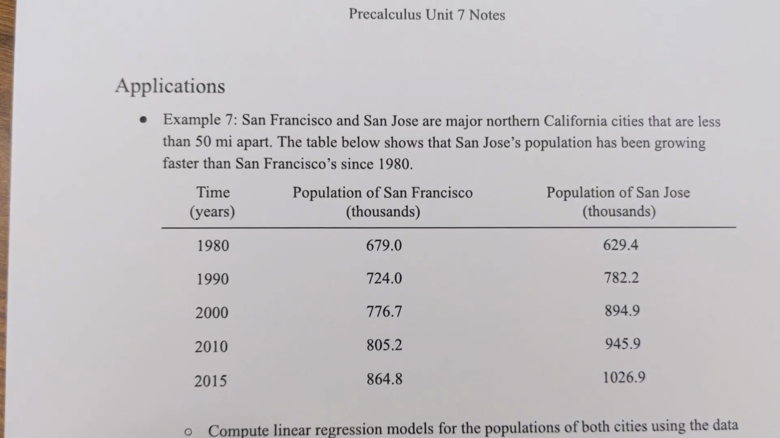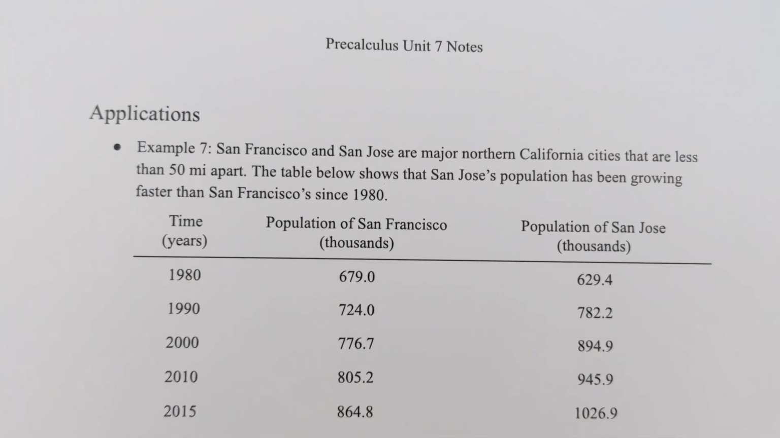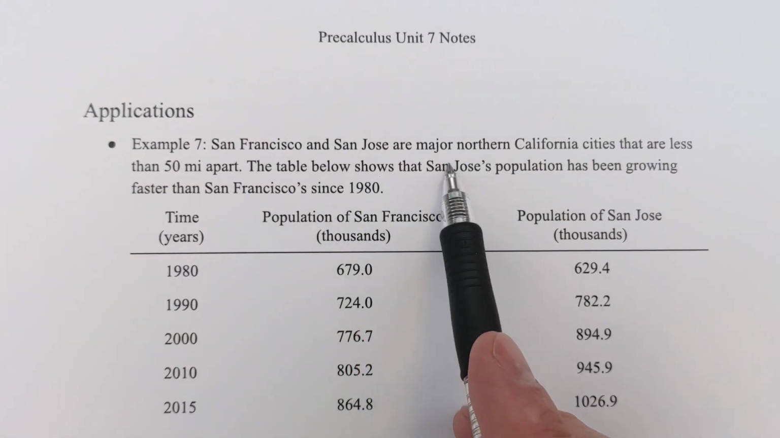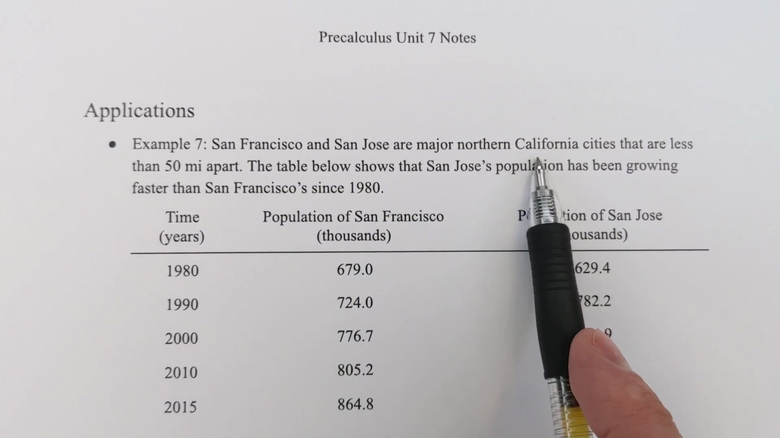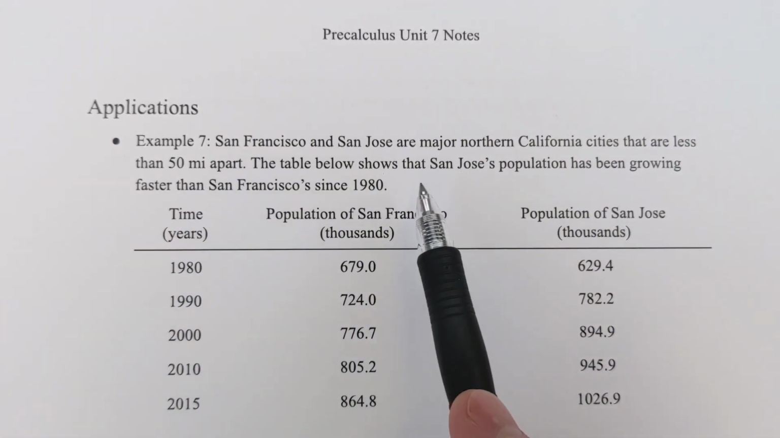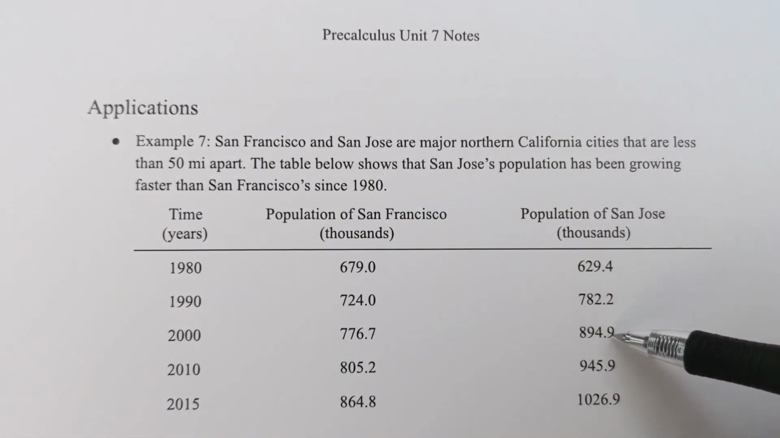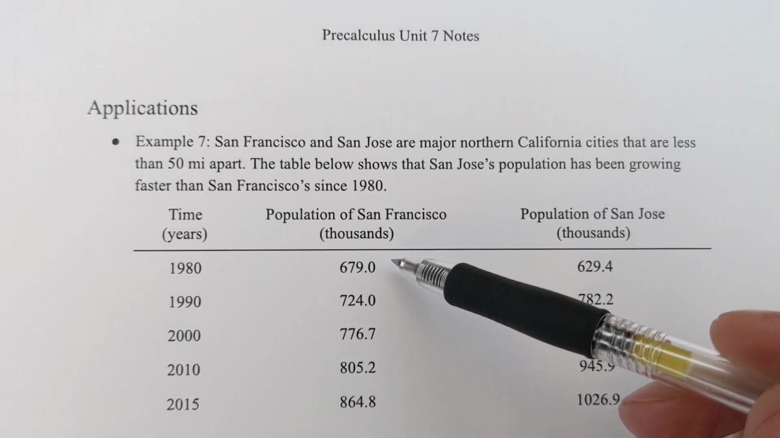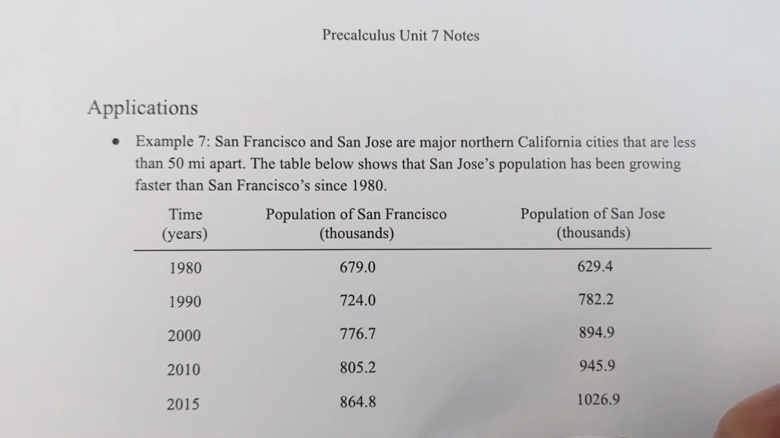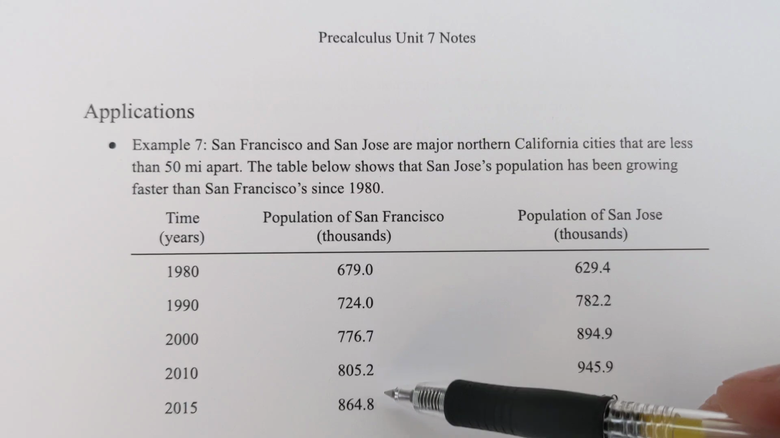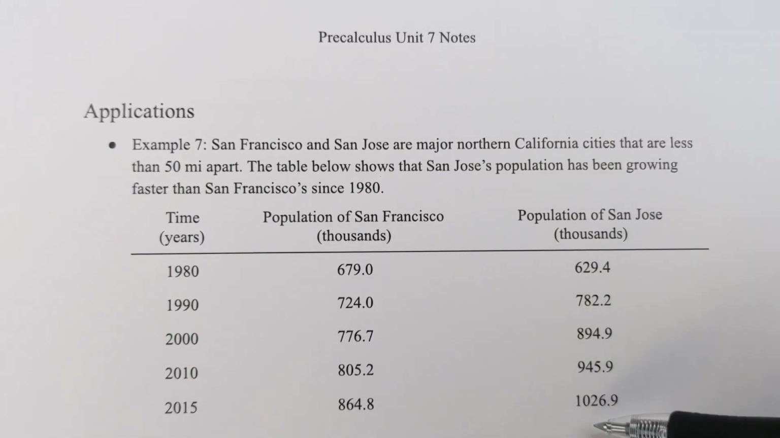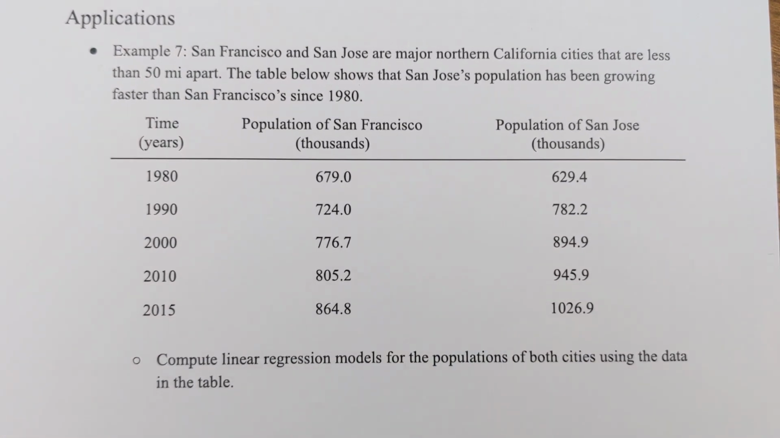Okay, so an applications type problem here. So example 7, San Francisco and San Jose are major Northern California cities that are less than 50 miles apart. The table below shows that San Jose's population has been growing faster than San Francisco's. So San Francisco starts with more, ends with less. So San Jose has to make it up. Compute linear regression models for both cities.